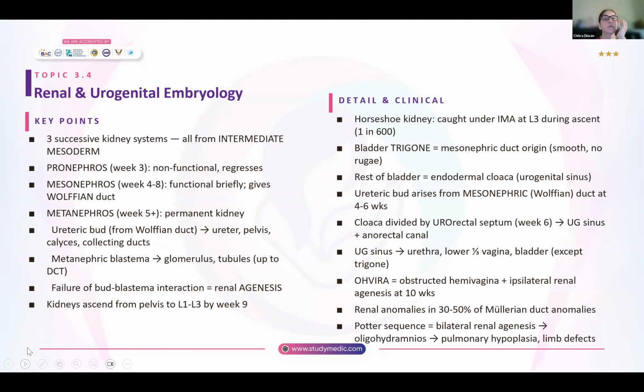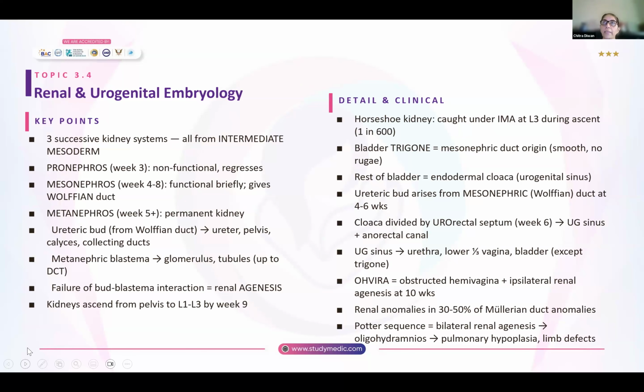Now, next coming to renal and urogenital embryology. Always remember, like I said previously, whenever you have any defects in development of the Mullerian or the Wolffian ducts, always go back and have a look at the development of the kidneys, because the development of these both is very closely associated. So the renal and urogenital system develop from the intermediate mesoderm.